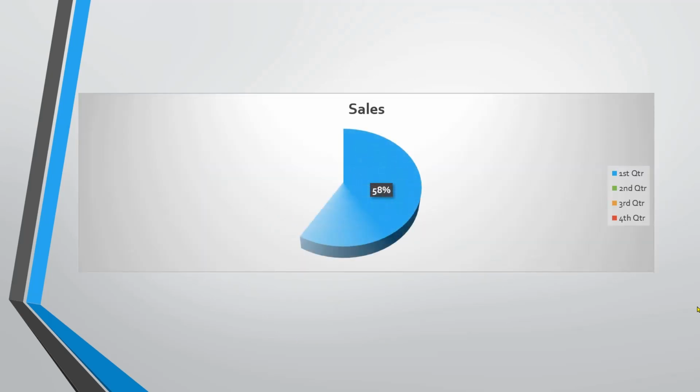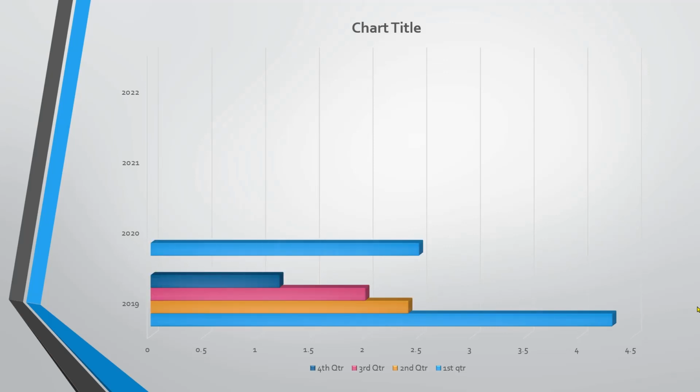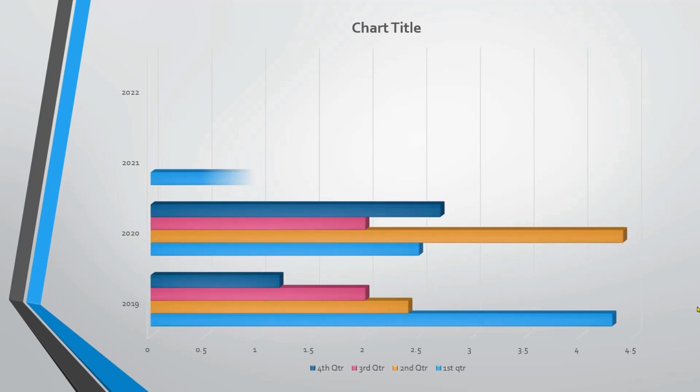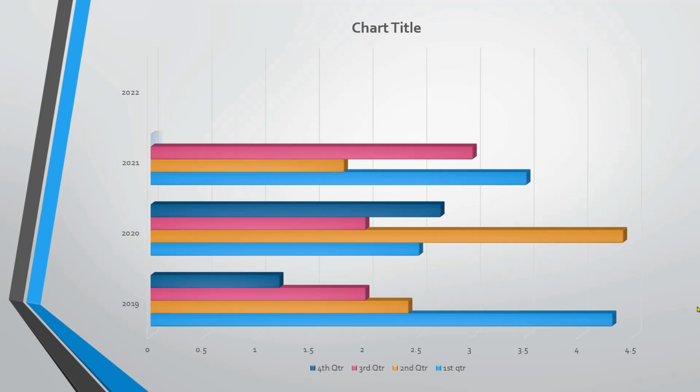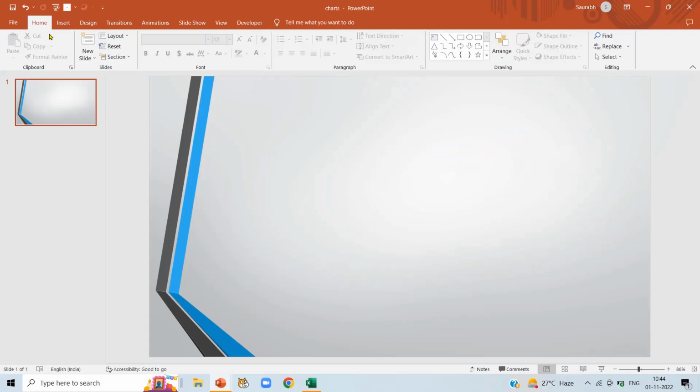Pie charts can be used to show percentage of the whole and represent percentages at a set point in time. And a bar chart is basically a column chart which is plotted horizontally. There is a large variety of charts in PowerPoint and we are going to talk about these four basic charts.